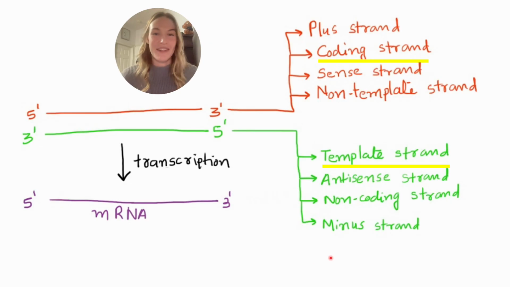Now, the tricky part with this is biologists seemingly haven't come to a consensus on the names of things. And so there are lots of different names that, yes, unfortunately, you are responsible for. So the coding strand can also be referred to as the plus strand, the sense strand, the non-template strand. And then the template strand can also be referred to as the antisense strand, the non-coding strand, and the minus strand.